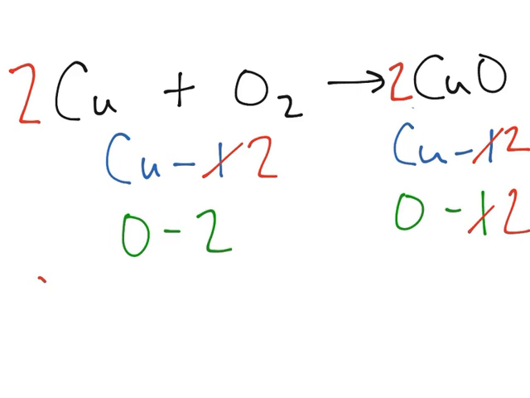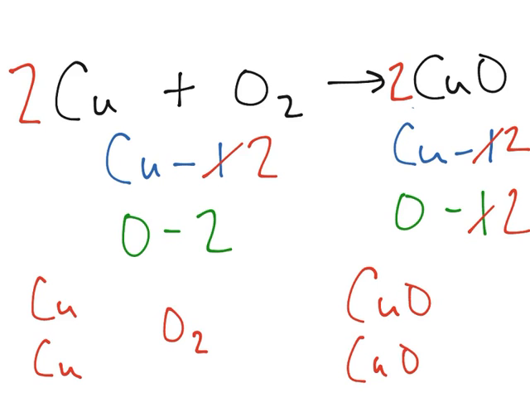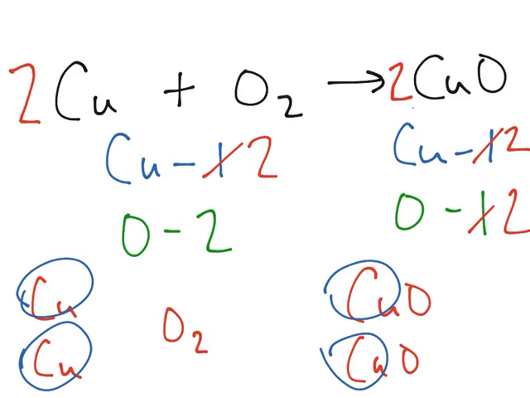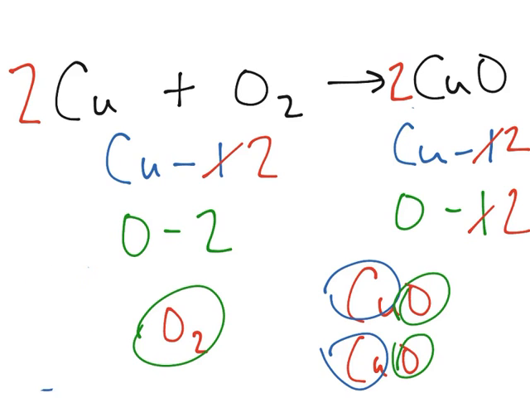On the left, we have a total of 2 copper atoms and an O2 molecule, which is made up of 2 oxygens. And on the right, we have 2 different CuOs, which means 2 coppers went in, 2 coppers came out, 2 oxygens went in, 2 oxygens came out. Simply the only thing that has changed is their arrangement.